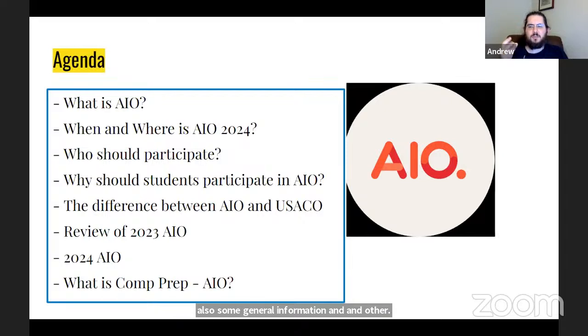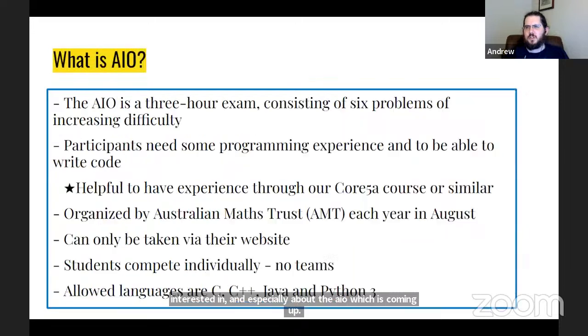If there's anything that isn't covered here, please just let us know at the end of the seminar or get in touch with us later. We're always happy to chat with you about any activity really that you're interested in, and especially about the AIO, which is coming up. So yeah, let's start with the overview.